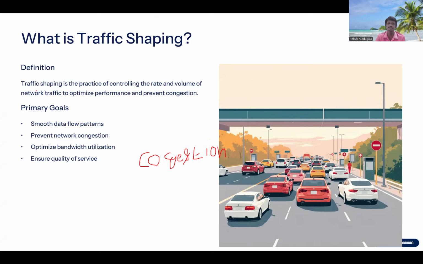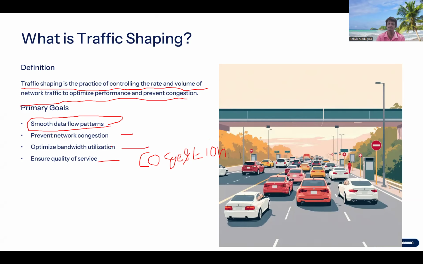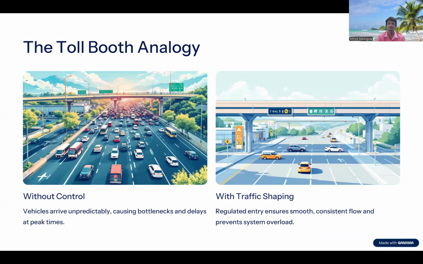One of the basic practices is traffic shaping. It is the practice used to control the rate and volume of network traffic so that the performance of the network can be optimized through the prevention of congestion. The primary goal is to have smooth data flow patterns over a network. We are supposed to prevent the congestion so that the traffic can be routed easily. We can also optimize the bandwidth, and we can have an assurance of the quality of service.